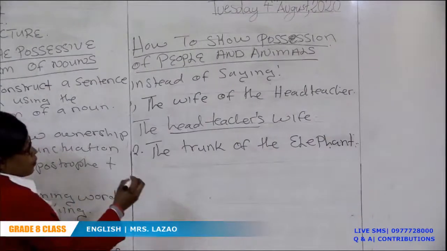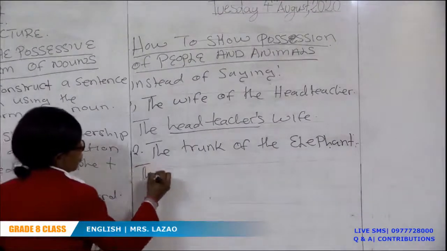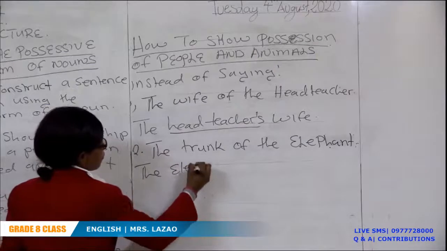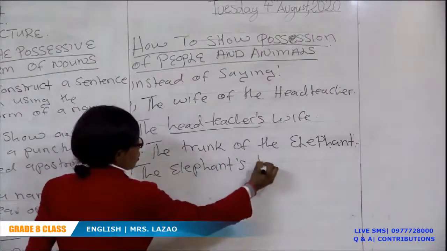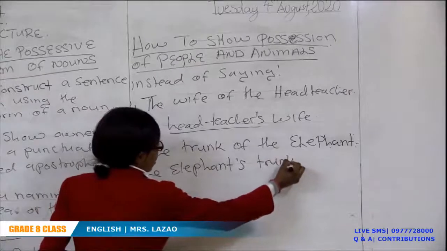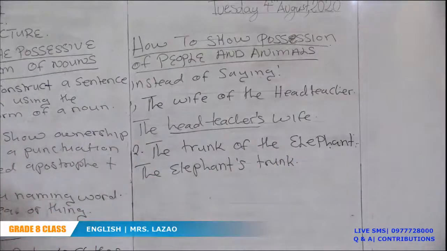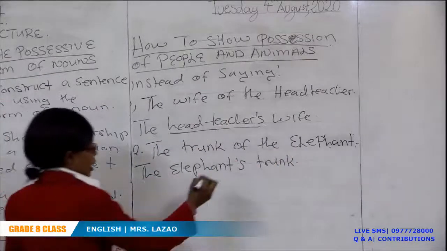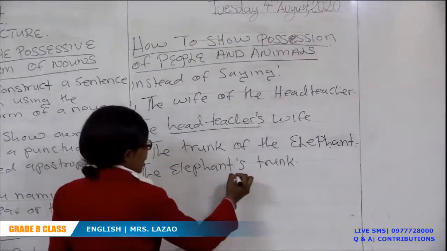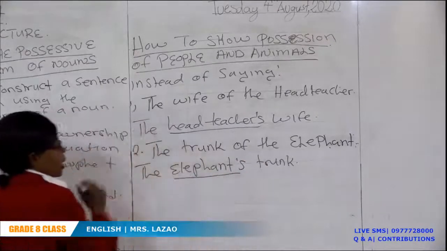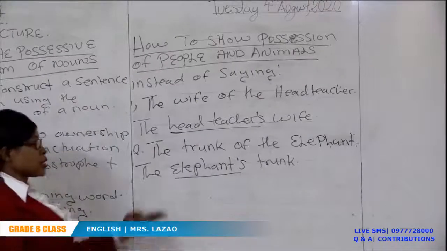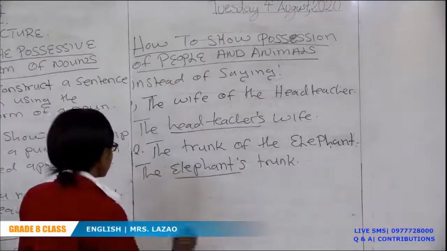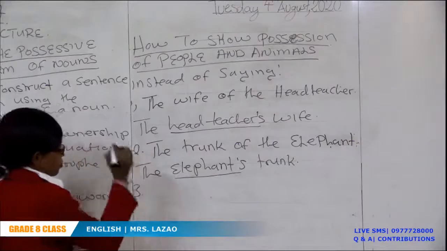Okay, our answer will be the elephant's trunk. So we have added an apostrophe and an S, and this one is a noun. We are talking about one elephant, which is singular. Okay, the last example.